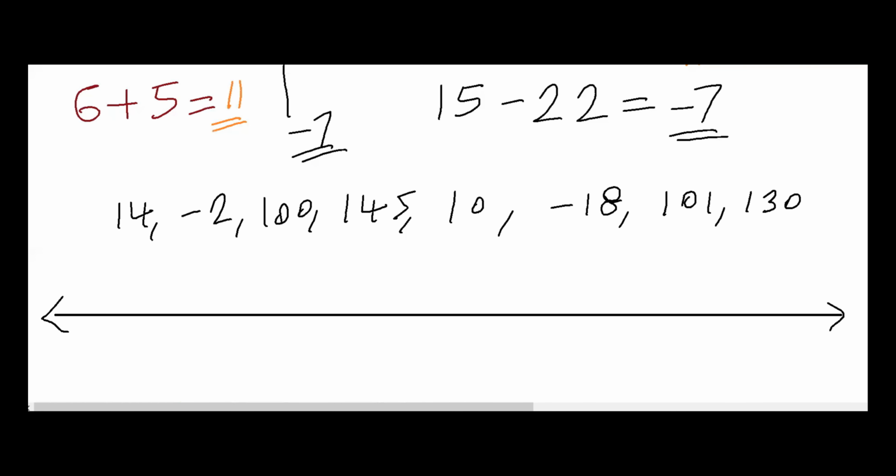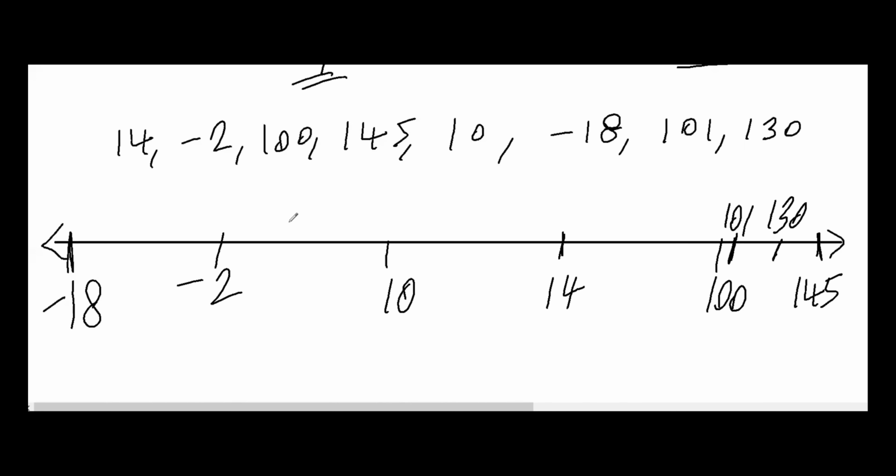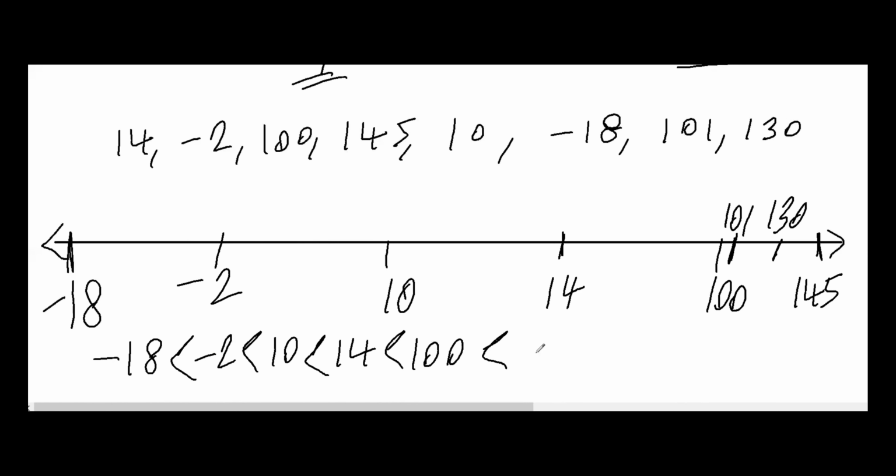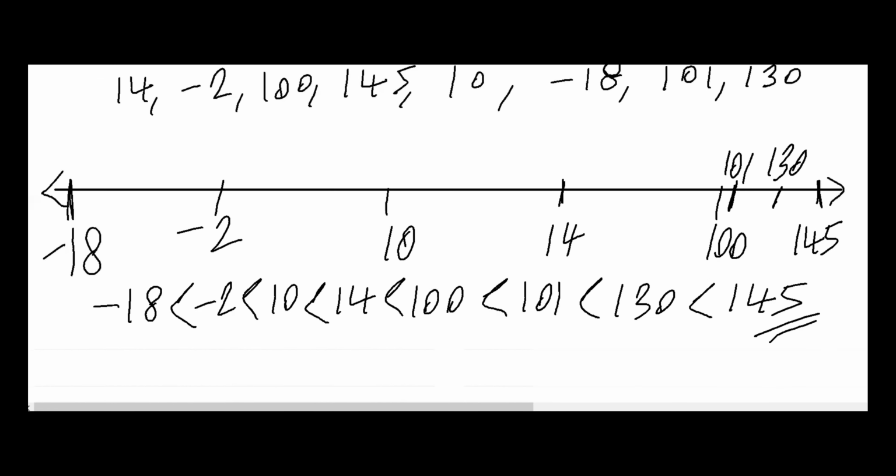Then you can plot from smaller to bigger number. Yes, smaller to bigger number, right? So we have to arrange this as: -18 is less than -2, less than 10, less than 14, less than 100, less than 101, less than 130, less than 145. This is what is called ascending order.